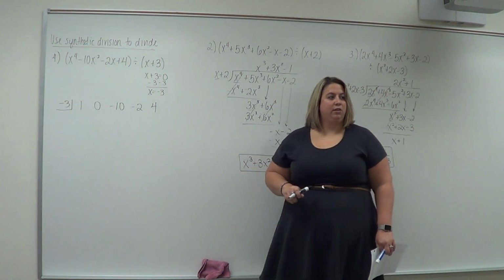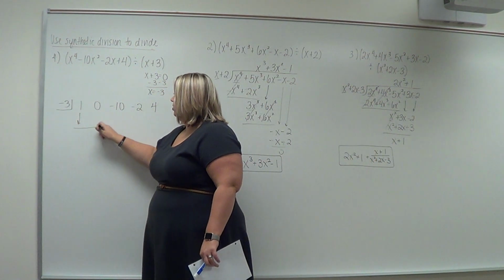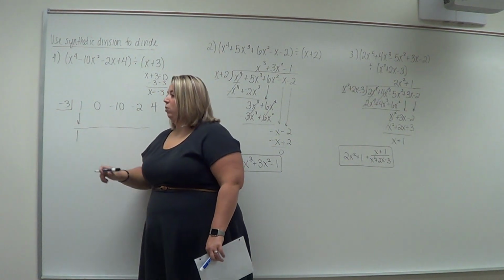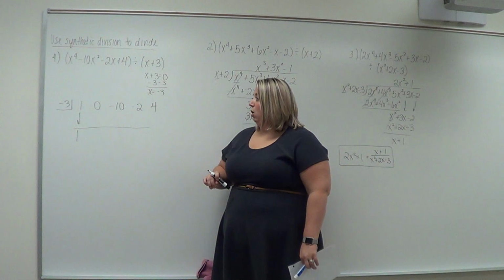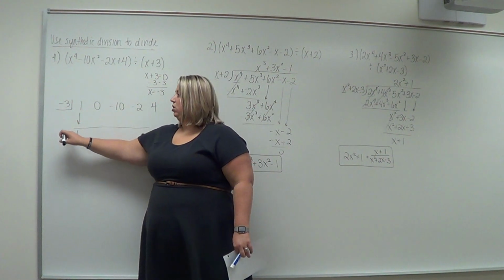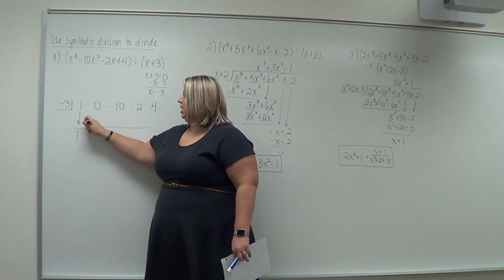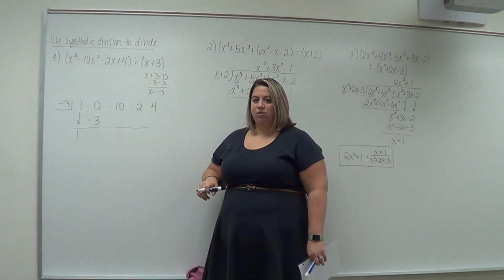Everybody with me so far? Okay, then you bring down your first number. Doesn't matter what it is, always bring it down. And then you're going to multiply this outside number with the bottom number. So -3 times 1 is -3. And then you're going to add down.